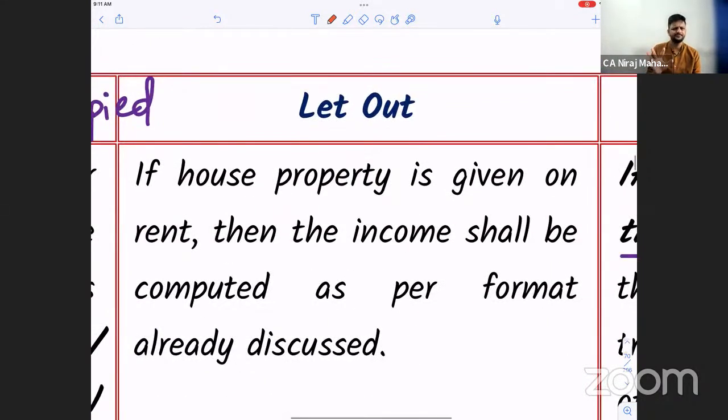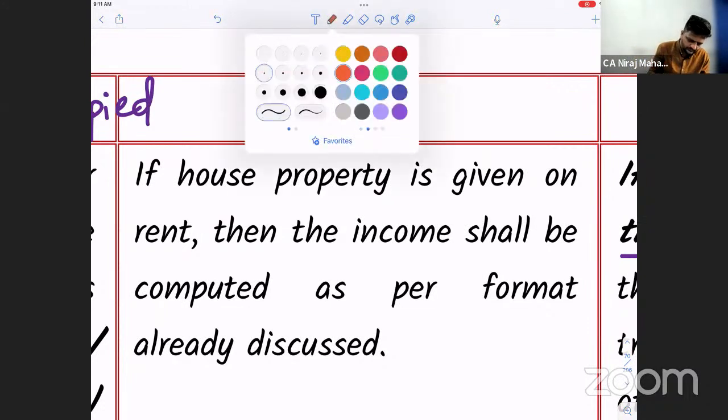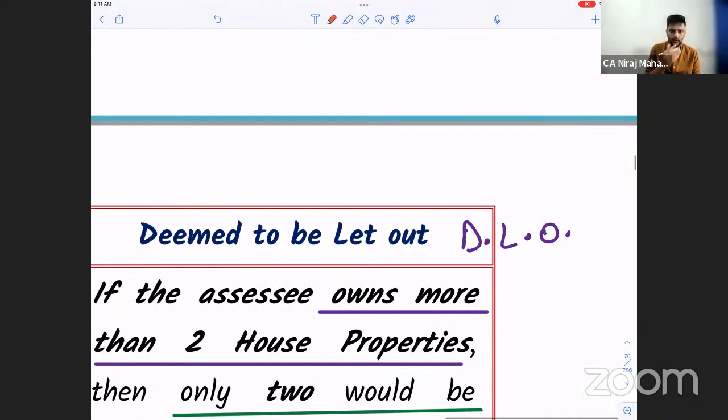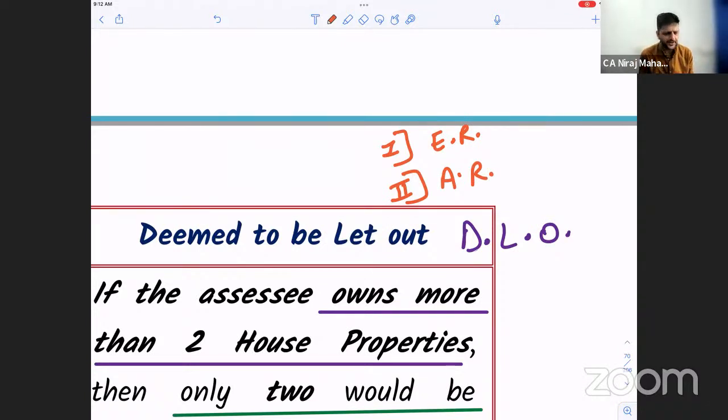Let out, any problem till here? All the calculations are correct, regular. Let out: GAV, everything we calculate, municipal taxes are also allowed. Deemed to be let out. Is it actually let out? No. Deemed to be let out is not actually let out, bacho. But we are assuming it to be let out. So therefore, my expected rent calculation will be there.